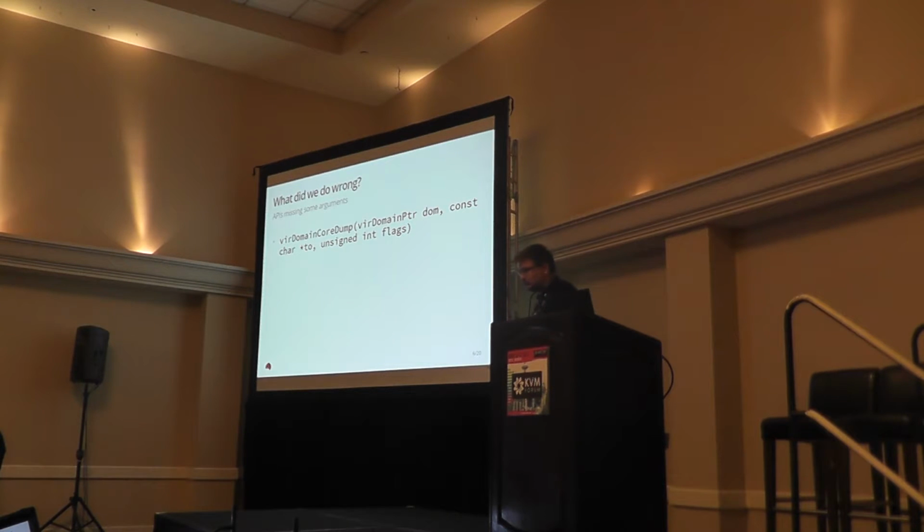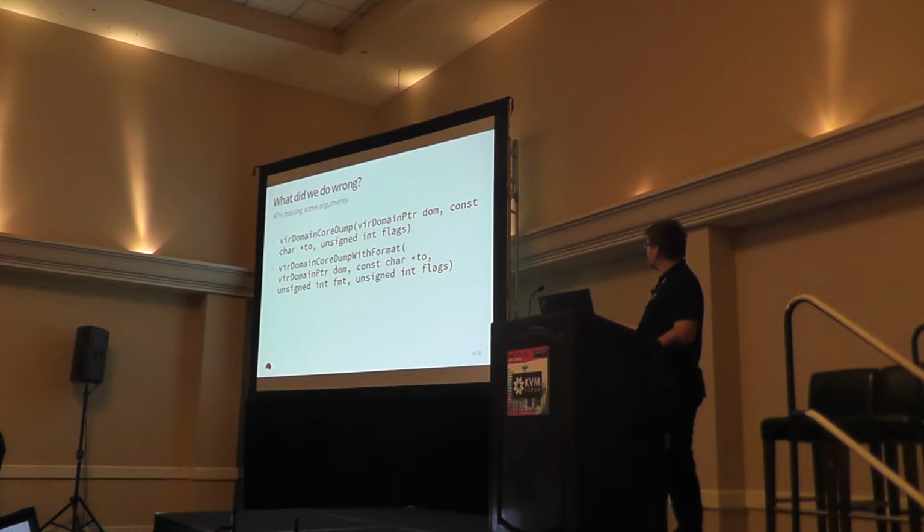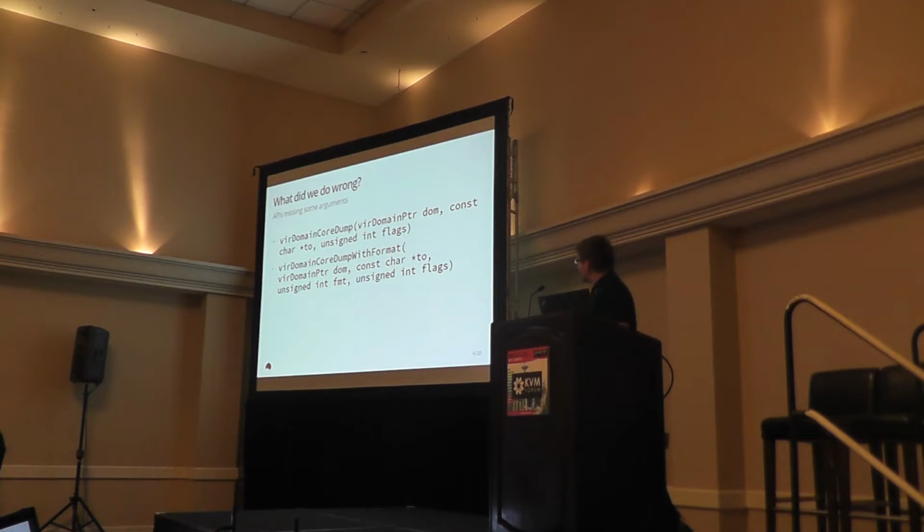But hold on. Many hypervisors have the ability to choose many formats of the core dumps. And yet again, that's something you cannot really do with the current API. There's no argument to do that. For instance, QEMU can take, Xen can take core dumps in, say, raw files or apply multiple compressions to it. So we had to invent a new API, domain core dump with format, which gained a new argument, this one, where you can choose the corresponding format.